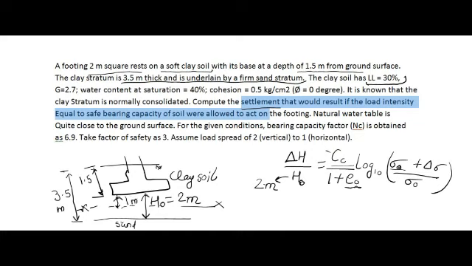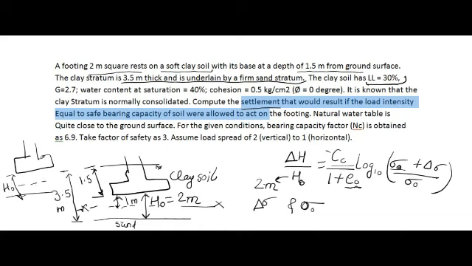Whenever we have to find the change in stress, or sigma 0, that is delta sigma and sigma 0, for a given foundation, the soil strata depth below the foundation, if this is the soil strata depth below the foundation, that is the H0.